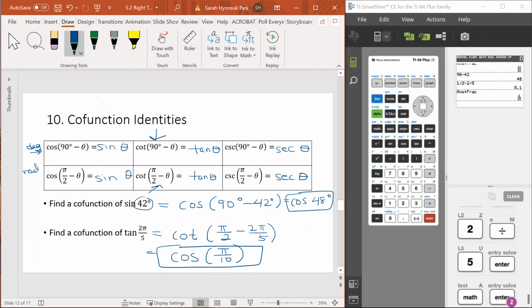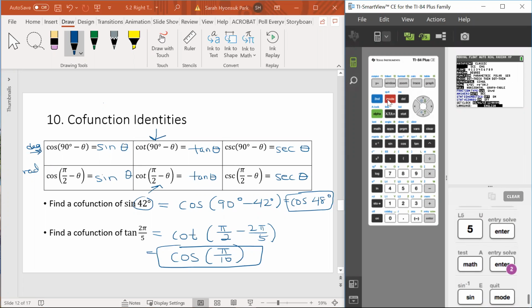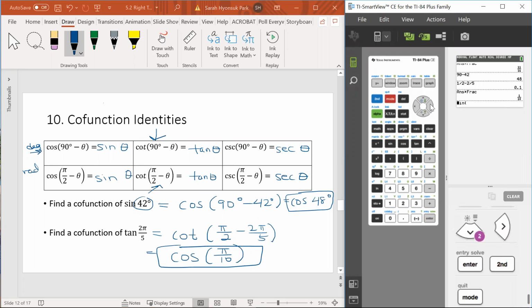And what that just means is that they're equivalent. So if you took sine, I'm going to make sure I'm in degree mode. Okay, so I'm in degree mode here. If you take sine of 42 degrees, you hit enter, we get 0.669. And if you took cosine of 48 degrees and hit enter, you get the same thing. So that's what it means by co-function identities. If you take the difference between 90 degrees and that given angle with its co-function, you end up with the same output.